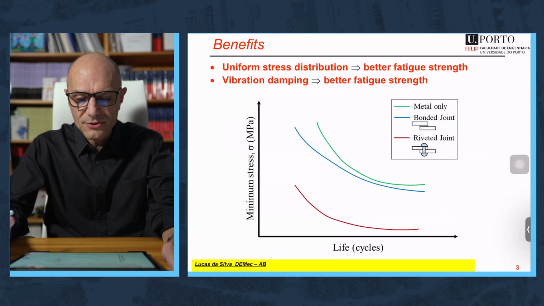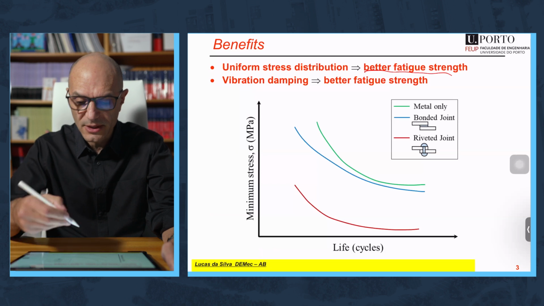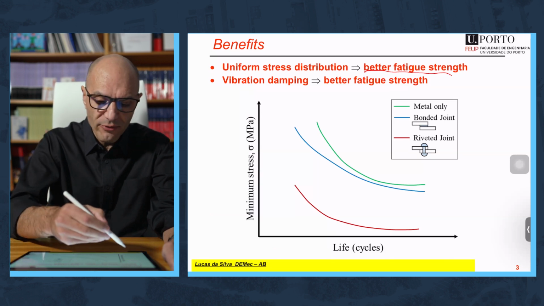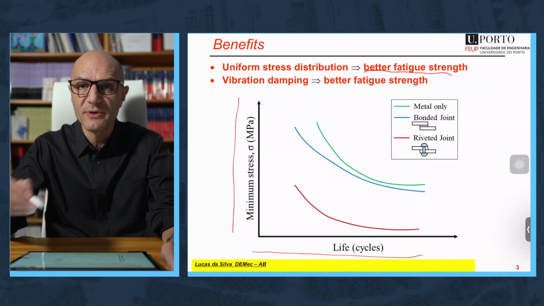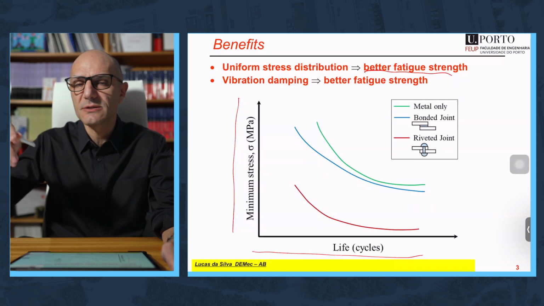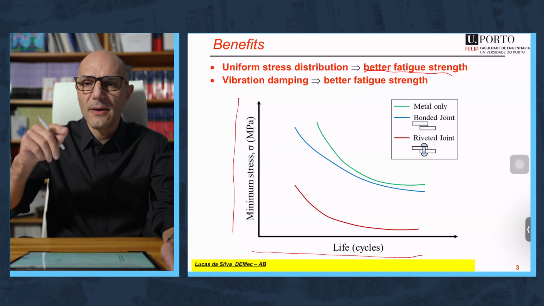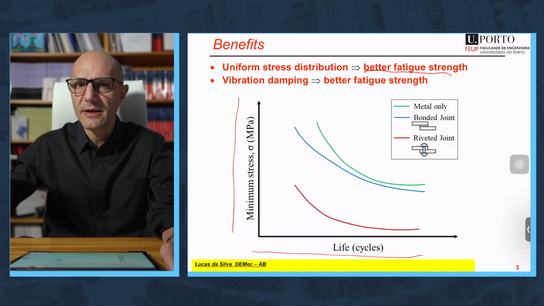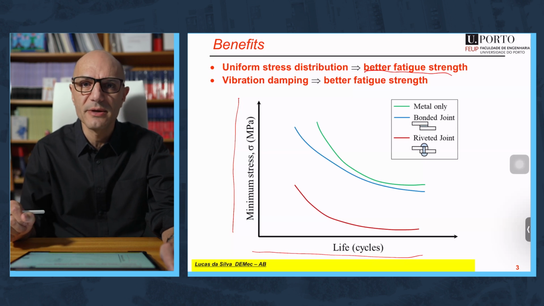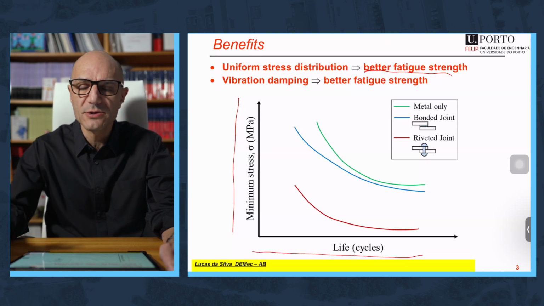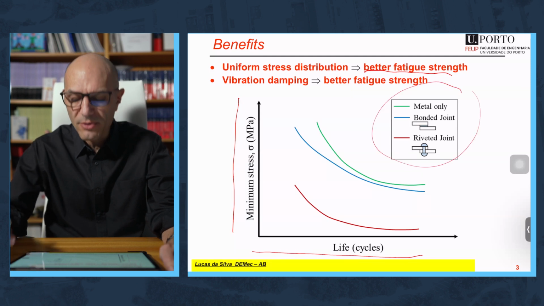Because you have a better stress distribution, then you have better fatigue strength, you don't have the stress concentrations. And this is what is shown in this graph, where you have the stress being applied versus the number of cycles. We are talking about fatigue, so cyclic stress, the stress is not very high, well below the yield strength, but it's applied repeatedly, and after a while, after some cycles, the material will start to damage. And depending on the configuration, the type of joint, some withstand better than others. And you have three situations, three cases here.